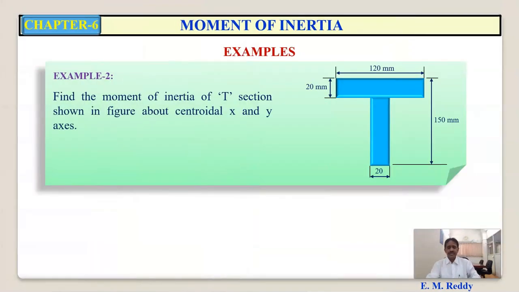Now let us see another example. It is a composite section. Find the moment of inertia of the T section shown in figure about the centroidal x and y axes. Please note this. Centroidal x and y axes means the x and y axes which are passing through the centroid of this figure. So first you have to locate the centroid of this figure and then show the x and y axes.